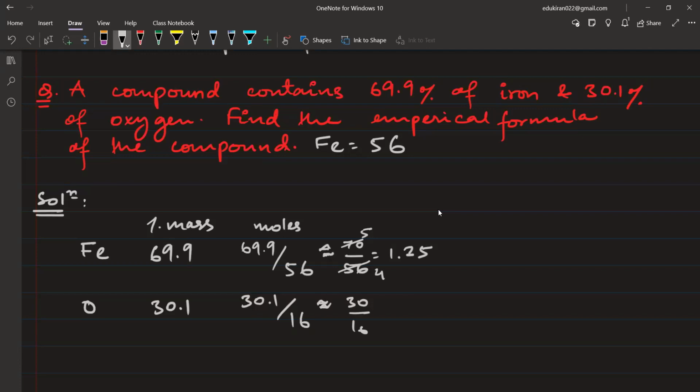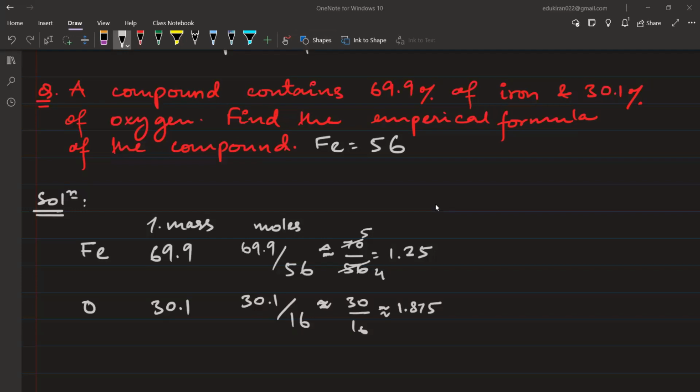This will be 15 upon 8, equal to 1.875 or something. 8, and then 7, 4, 5, 7. Please see now, 30 upon 16 is 1.875. Yes or no? Yes, sir.